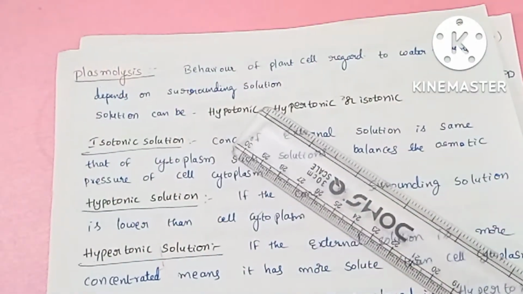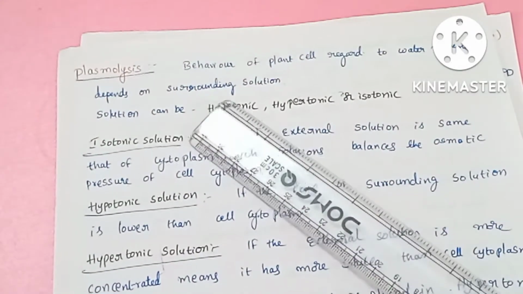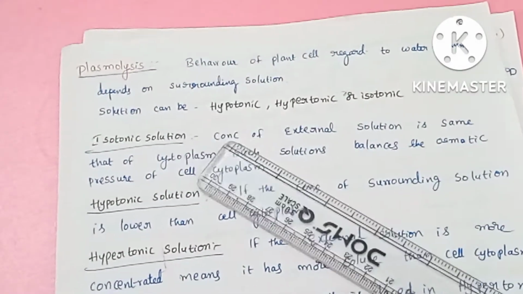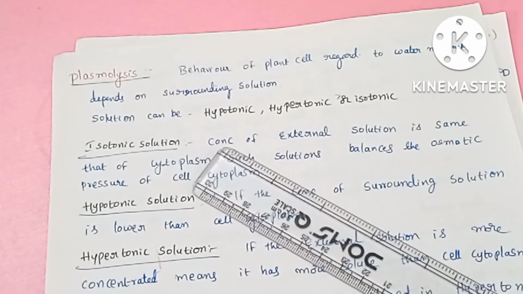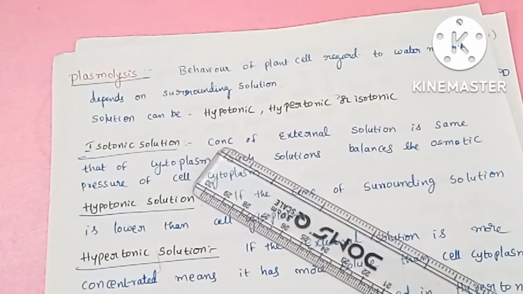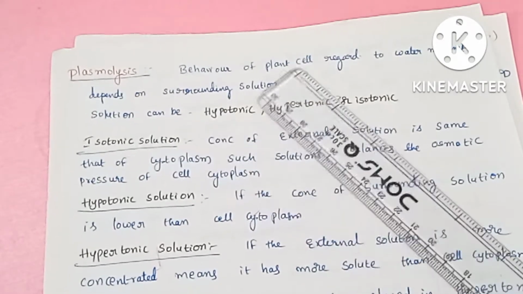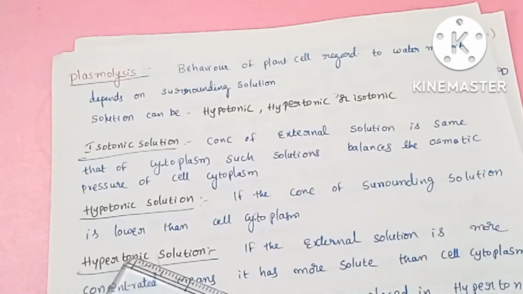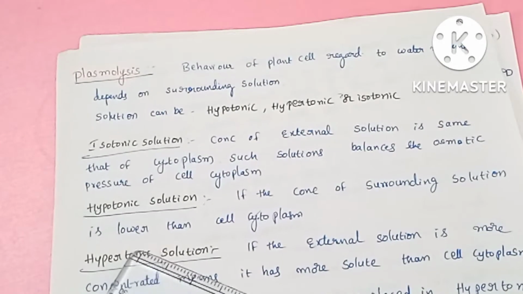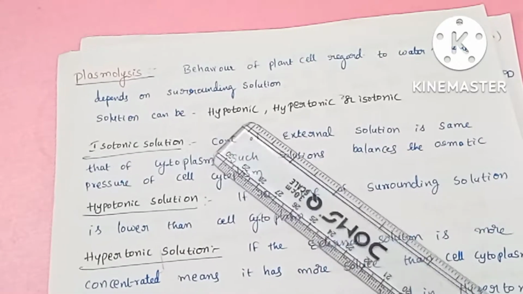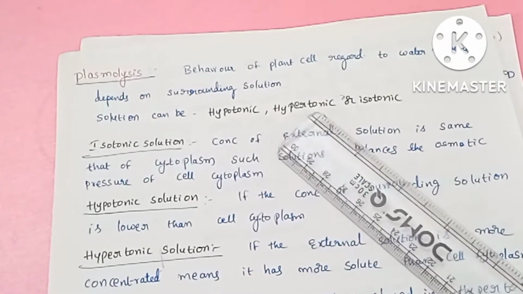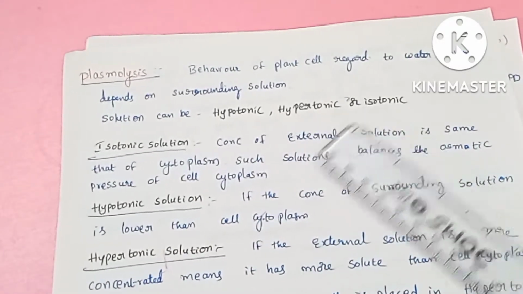In this video, we'll start the new concept, that is plasmolysis. If we see a plant cell, the movement of water in the plant cell depends upon the surrounding solution. Here, there are three different types of solutions: hypotonic solution, hypertonic solution, and isotonic solution.